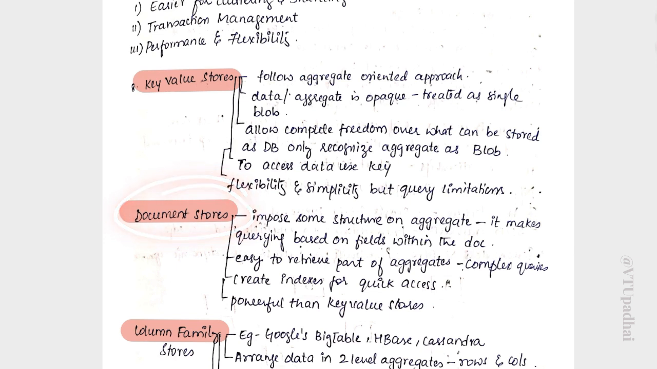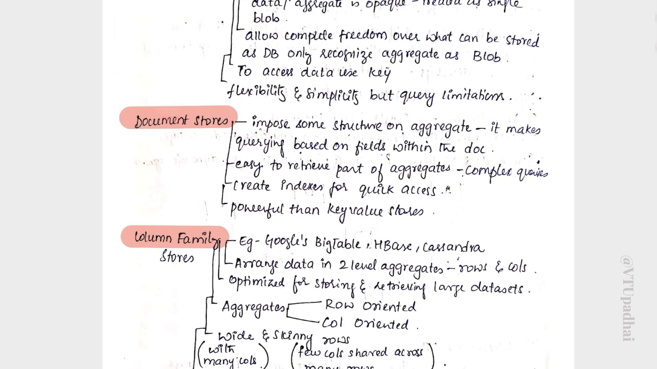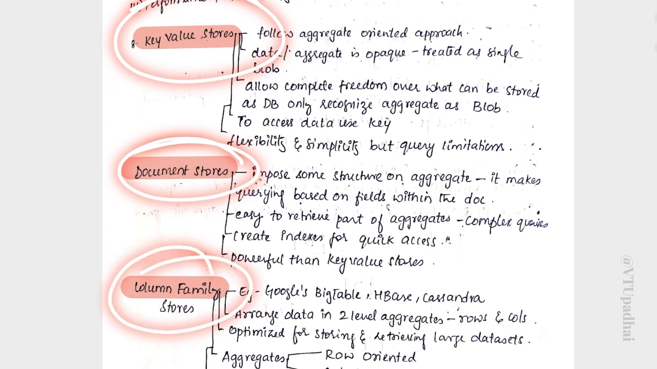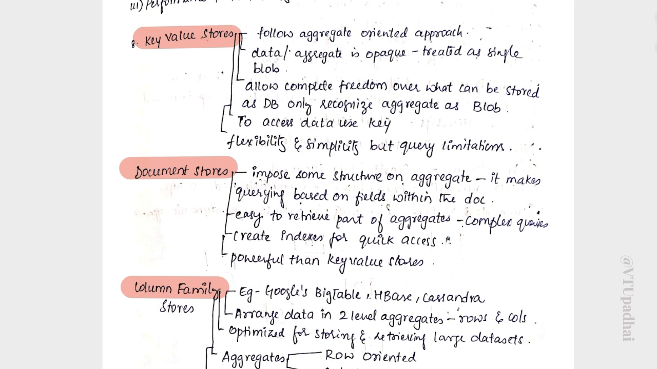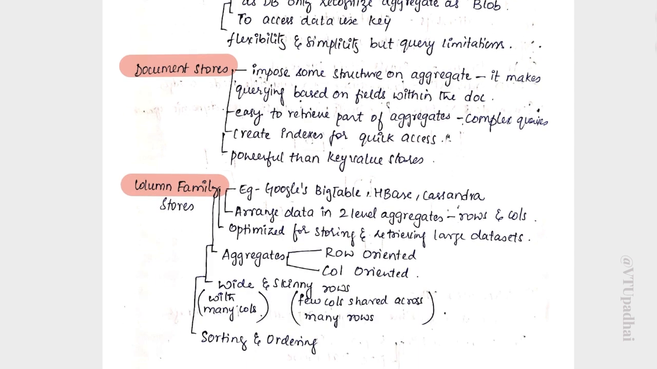Speaking about the document database, it will impose some structure on the aggregate. Although you are storing the entire thing as one unit, there has to be some structure which has to be followed. That is, it makes queries based on fields within the document. Here the entire thing is stored in a document format. This allows users to retrieve parts of an aggregate and even create indexes for quick recovery or faster access. So it is powerful compared to key value stores. The flexibility of document databases is slightly more powerful in certain use cases compared to key value stores. Either document stores, key value stores, or column family stores, their usability completely depends on where you are utilizing it, right?